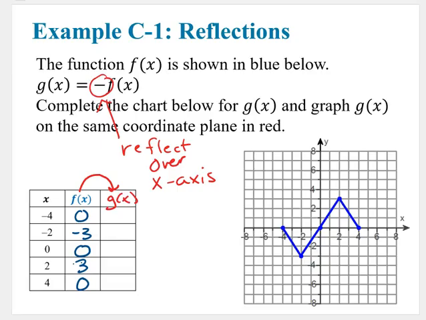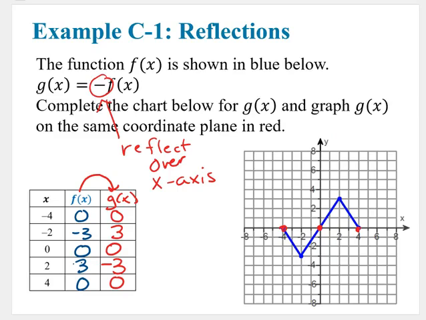So when we do g of x, negative of 0 is still 0. Negative of 3 is negative 3. Negative of negative 3 is positive 3. 0 remains 0. That would become negative 3, and that would become 0. So notice it's just taking your y values. Notice that each time our x-intercepts did not move. They stay exactly where they are.